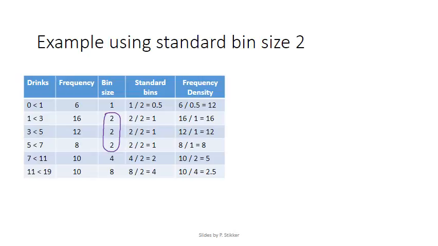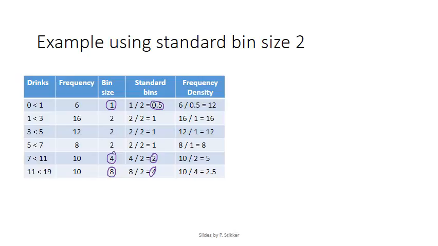The next thing to do is now to see how many of these bin sizes actually go into bin sizes that are not the standard. So the first drinks category has a bin size of 1, which is therefore only half of a standard bin size. And the last two the same. This one has a bin size of 4, and that's therefore 2 times a standard bin size. And the last one has a bin size of 8, which is actually 4 times the standard bin size.